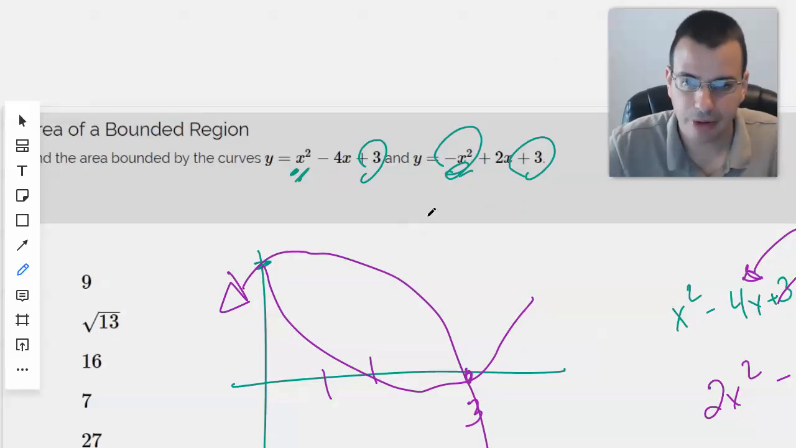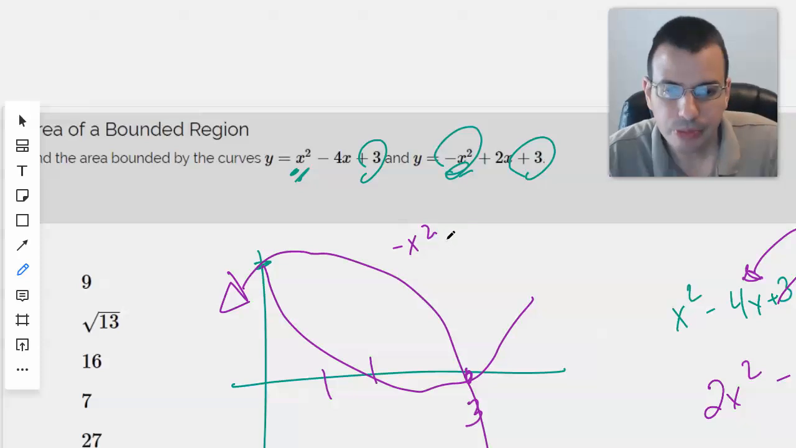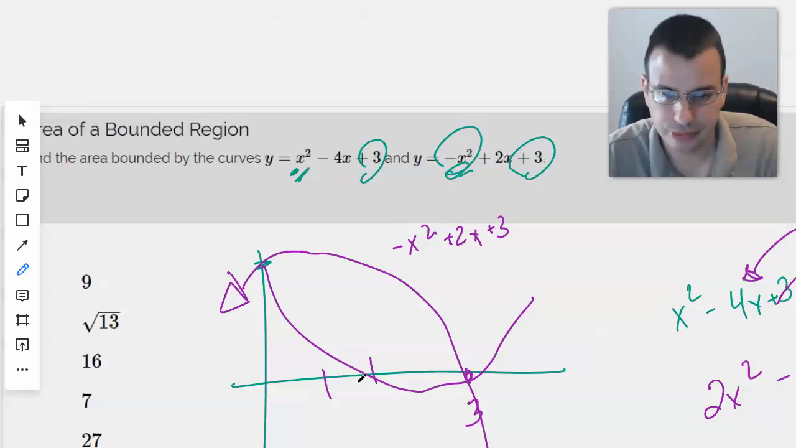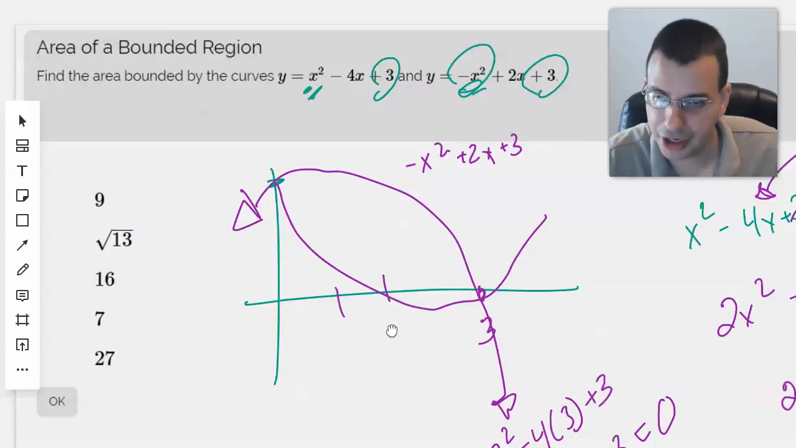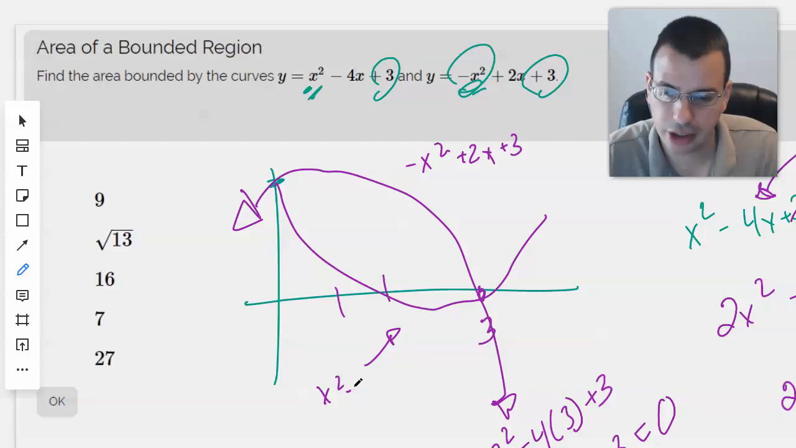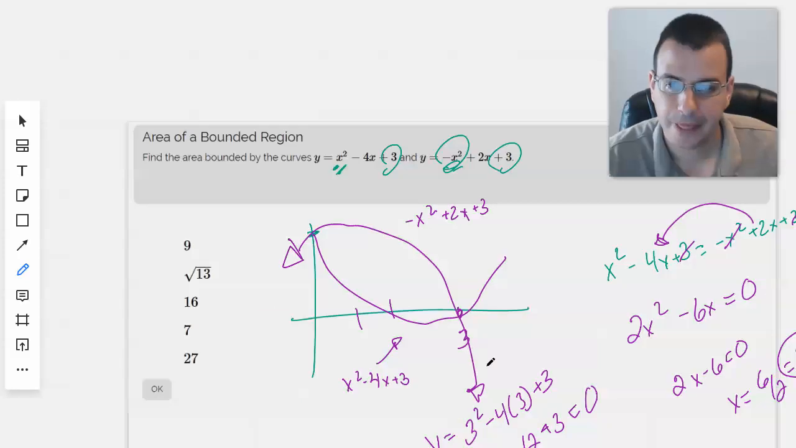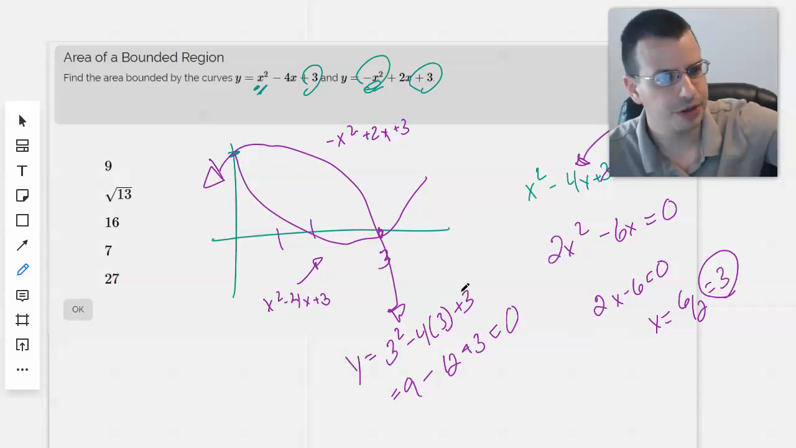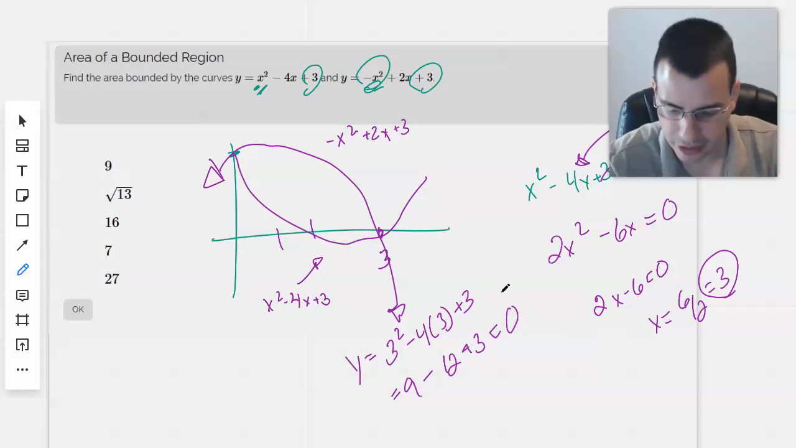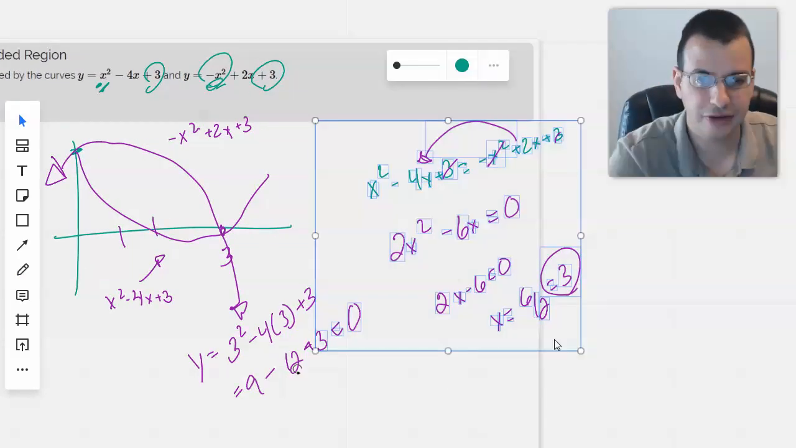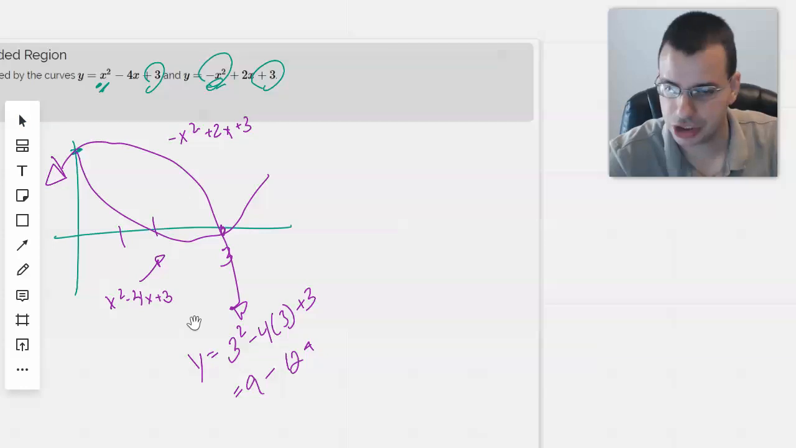The top parabola will be the one that's facing down, y equals negative x squared plus 2x plus 3. And the bottom parabola will be x squared minus 4x plus 3. And we'll find the area of the top integral, subtract the area of the bottom integral, and that'll give us the area bounded by the regions.